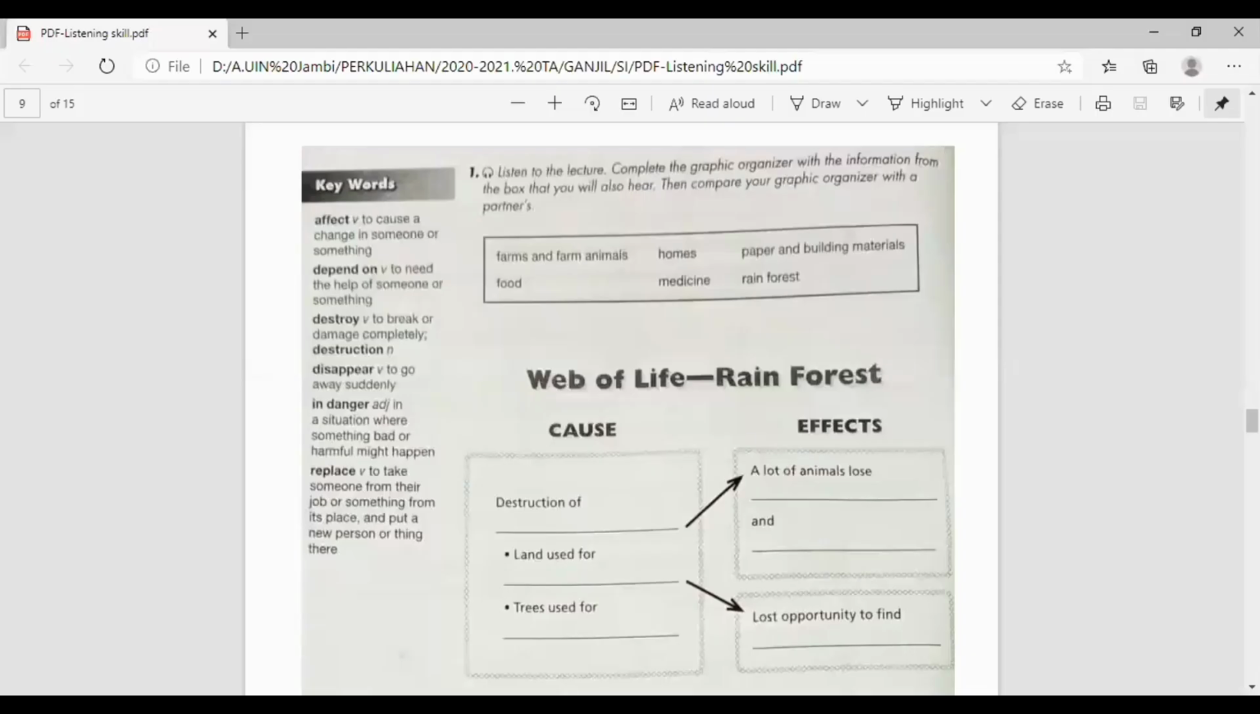Dollars a year. Unfortunately, the web of life of the Amazon is in danger. Unit 2, Ecology, the Web of Life. Lecture, Web of Life. Are we ready to begin?